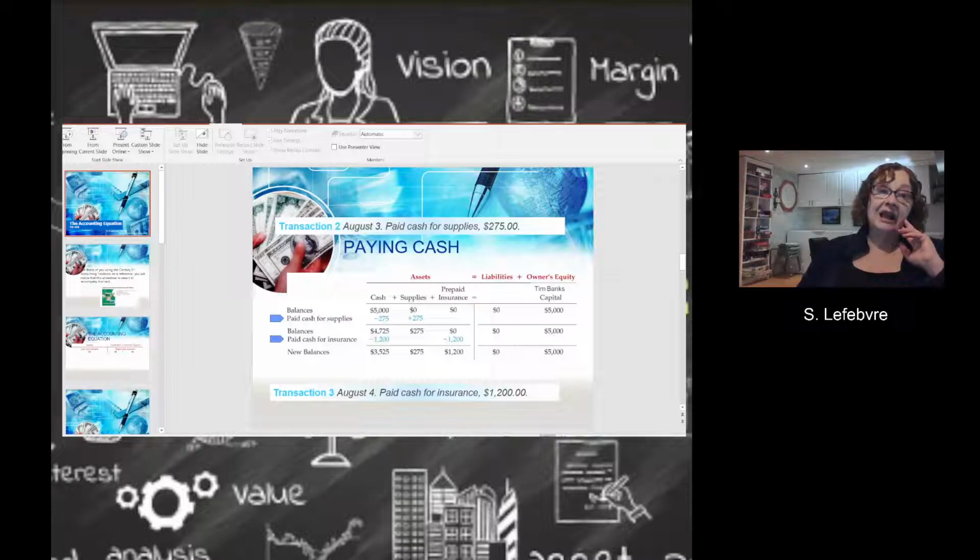So again, we have a transaction where we have both an increase and a decrease on the left-hand side. Does our left still equal the 5,000? Yeah, if we were to take in total, our new balance is 3,525 plus 275 plus 1,200, that equals 5,000. And we can easily see on the right-hand side, we only have the 5,000 in our capital account. So we're still in balance.